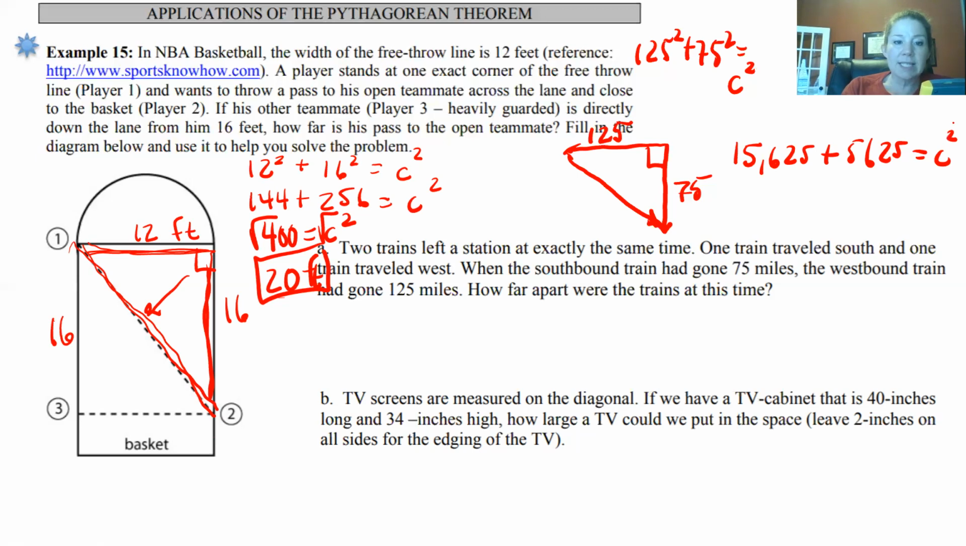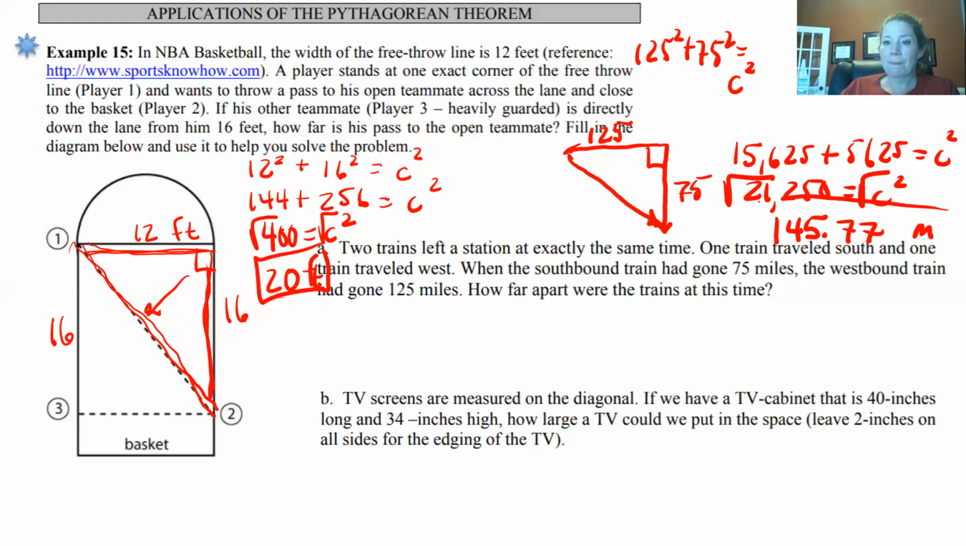Well, those two numbers added together is 21,250. And now to find what c is, we're going to find the square root of that big number, and we get about 145.77. Is it miles? Yes. About 146 miles apart. All right, letter B.